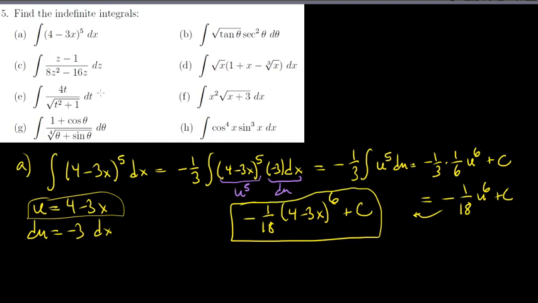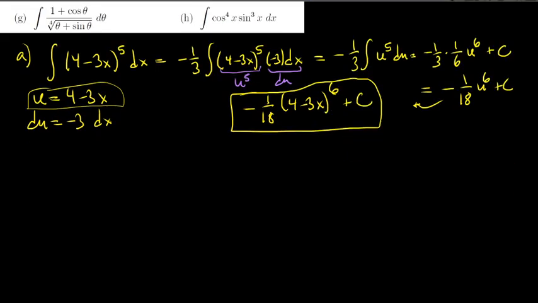Okay. Part B, square root of tangent times secant squared. I think that's also a fairly routine one.